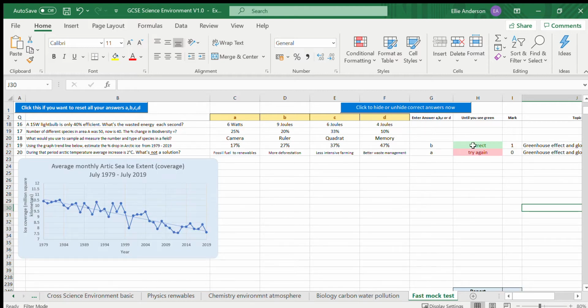And so, for instance, we have to do a bit of interpretation of the graph to see what the percentage reduction is, and then to see what the best way of combating that Arctic reduction is. And we eventually come to B, and that's the wrong answer. It's actually asking what's not a solution, so more deforestation is not a solution.